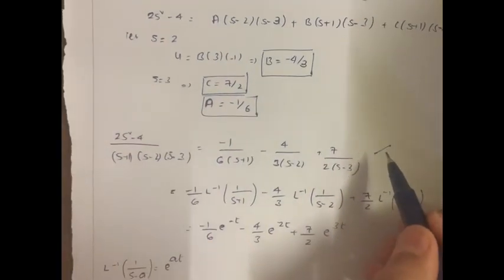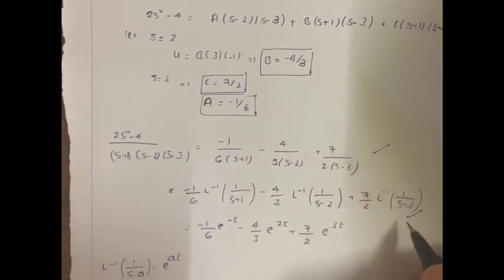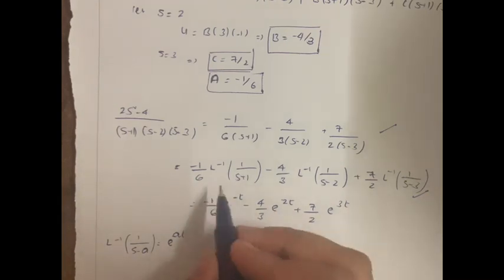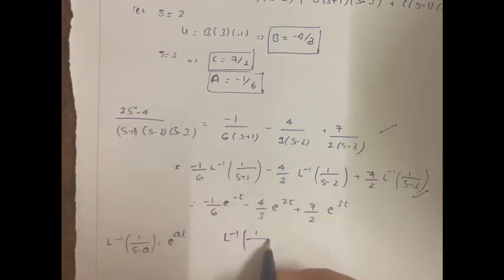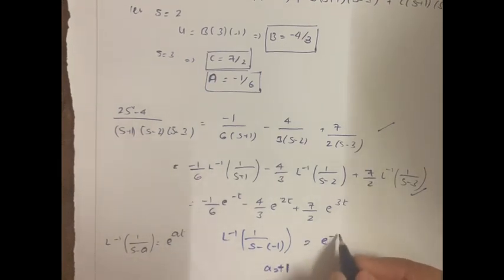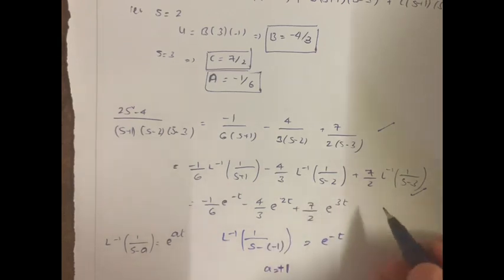Now apply inverse Laplace on both sides. Then inverse Laplace of 1 by (s minus a) is equal to e power at. Here, in order to find inverse Laplace of 1 by (s plus 1), s plus 1 can be written as s minus of minus 1, so a value will be minus 1, that is equal to e power of minus t. Similarly, we'll find the other inverse Laplace values and substitute, then we'll get the result as follows.